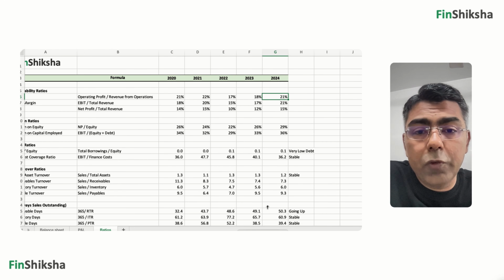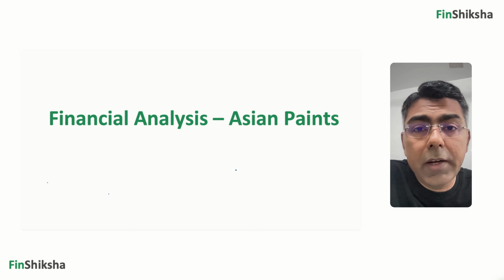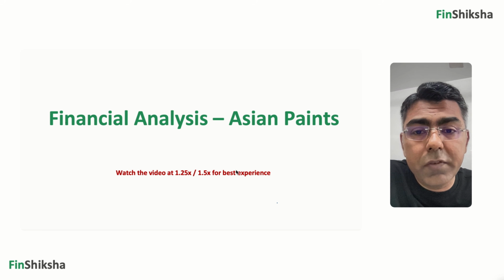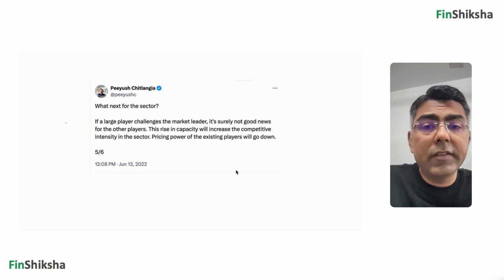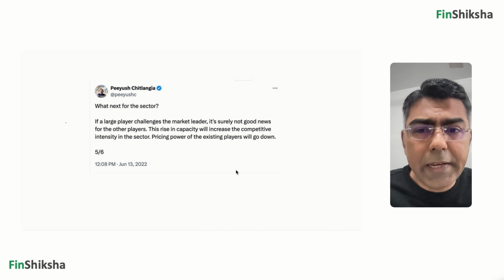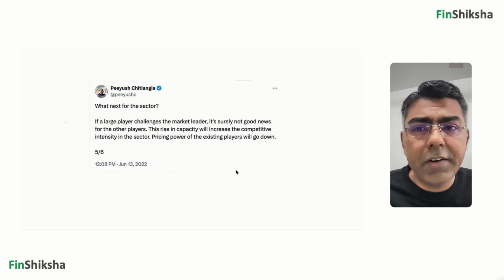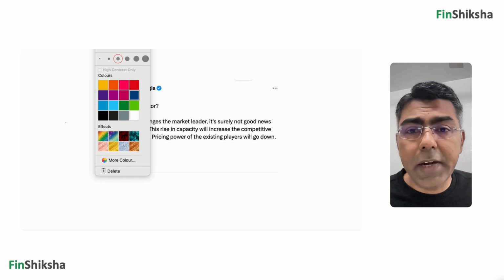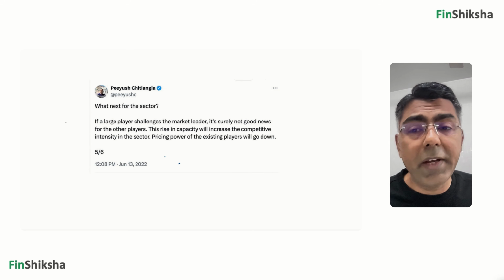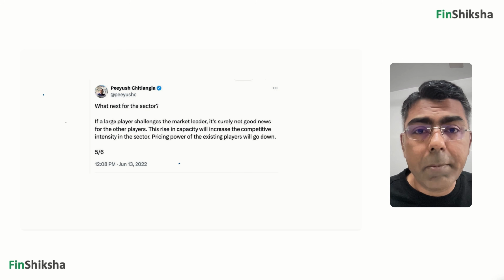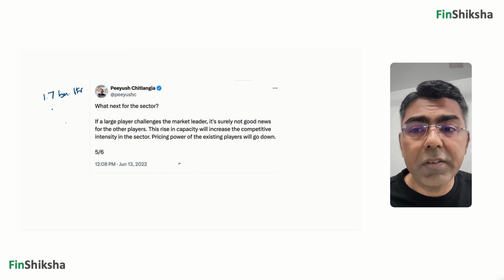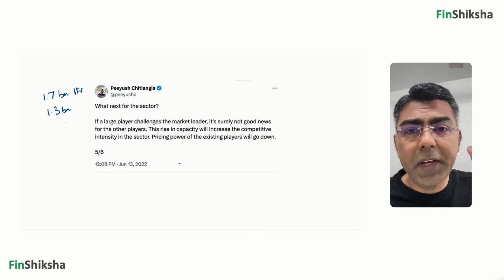What we should also look at is what really happened when Grasim announced its entry into the paint sector. Somewhere in early 2021, Grasim announced its entry and said that they are going to become a major paint player. Asian Paints had a capacity of, if I'm not wrong, 1.7 billion liters. Grasim announced that they are going to put up a capacity of 1.3 billion liters. And we know that it's not very capital intensive.